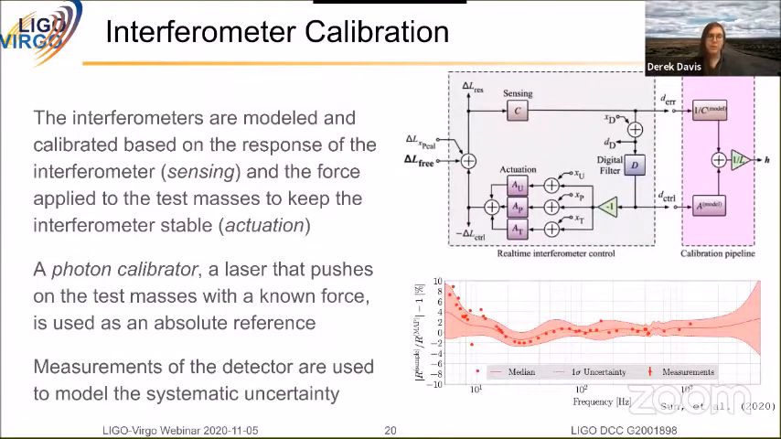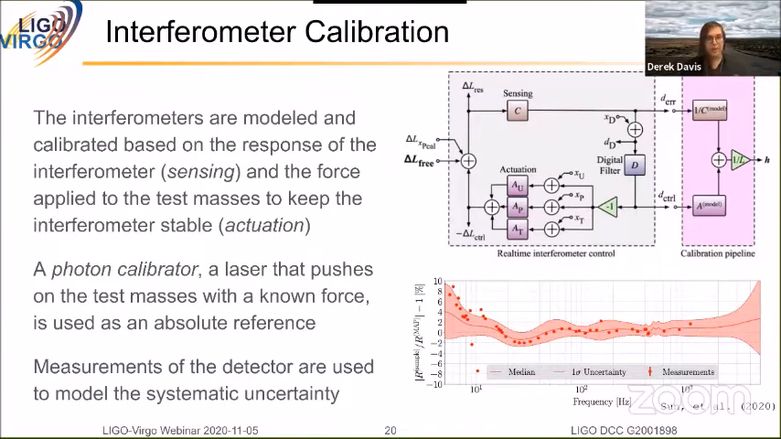And then also really important for us to make precise gravitational wave measurements is the calibration of interferometers. So there's two aspects of interferometer calibration. The first is trying to model and understand the response of the interferometer, which is called the sensing function. This is basically what data do we record when the arms are stretched and squeezed. But we also need to really well understand how the force that we apply to test masses to keep the interferometer stable also impacts the data that we record.